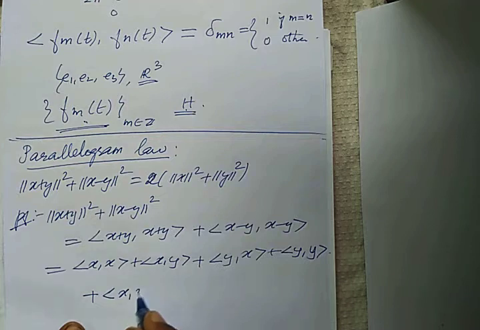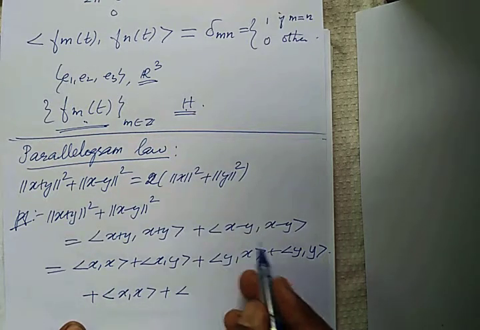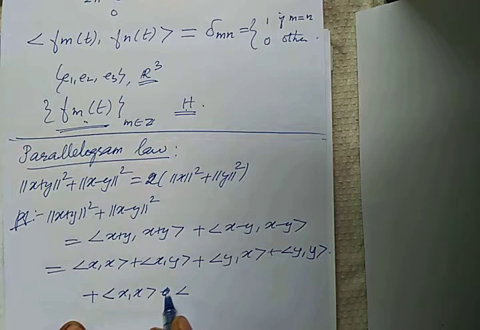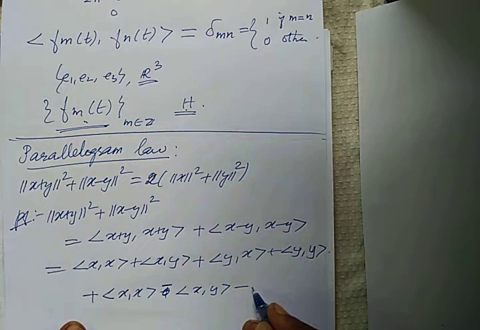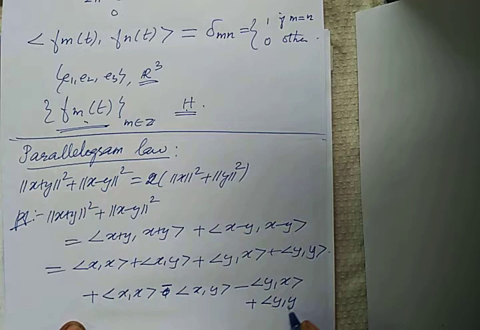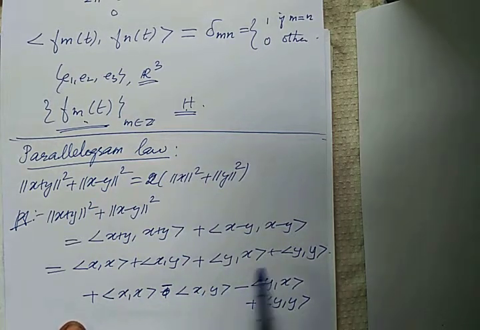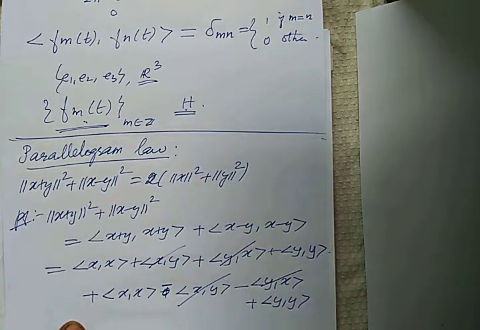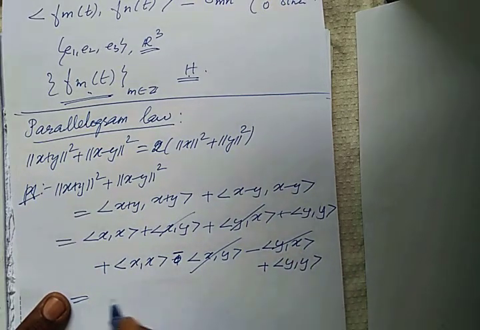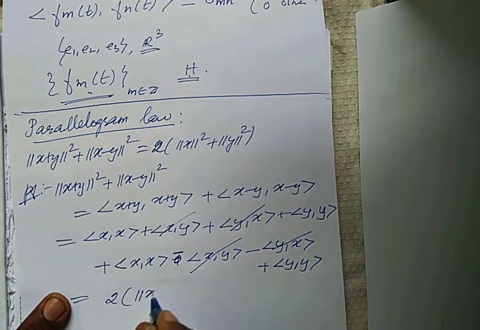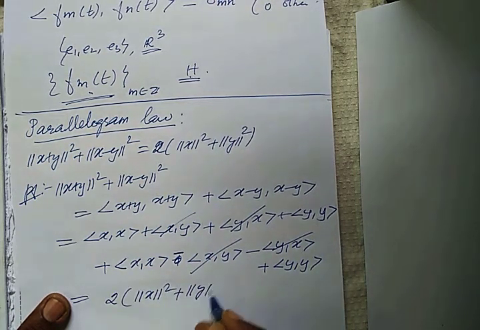Inner product of x comma x plus inner product of x comma minus y. So minus can be taken out: x comma y, and again minus can be taken out: inner product of y comma x, and minus into minus is plus, so inner product of y comma y. Here, this minus of x comma y and this plus x comma y get cancelled. Minus y comma x plus y comma x get cancelled. So this is norm x square, norm y square, norm y square. So we get 2 times norm x square plus norm y square.